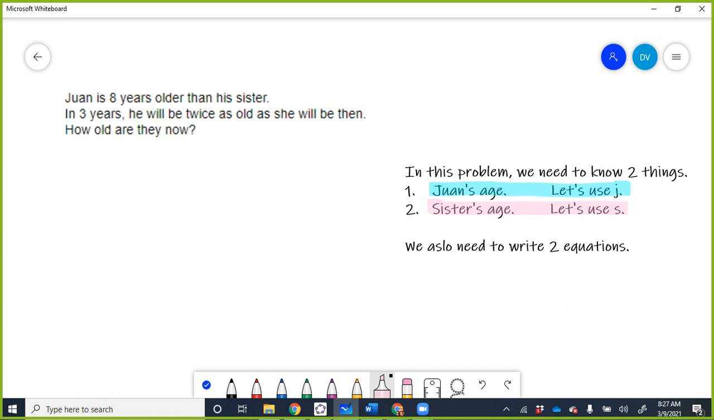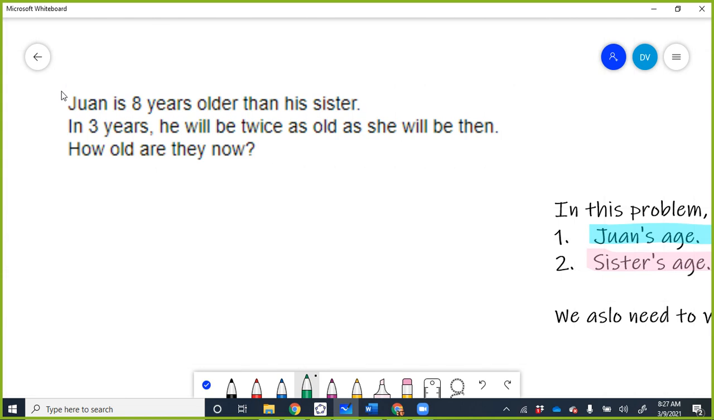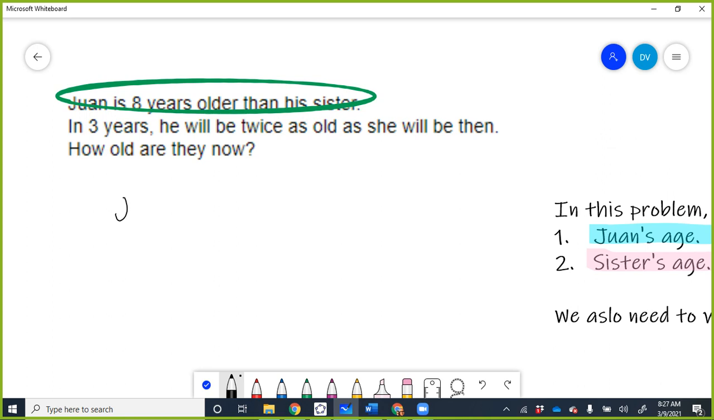So first, we want to write two equations. Let's do the first one and use this first sentence, Juan is 8 years older than his sister, to write our first equation. Now, for Juan is, we'll write J equals. And for 8 years older than his sister, we'll put sister's age plus 8, or S plus 8.